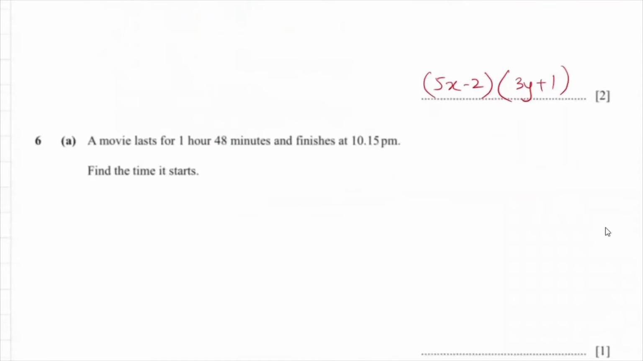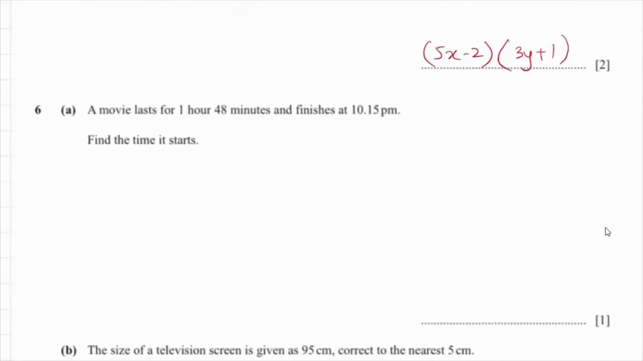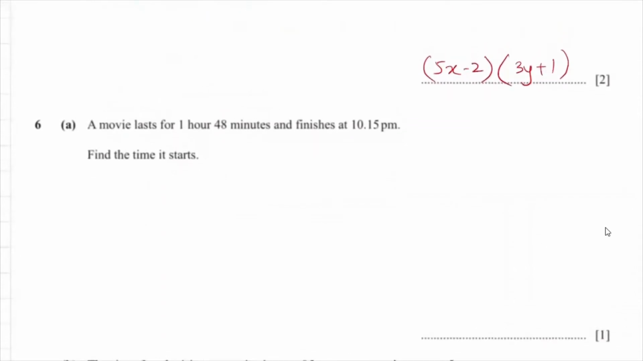A movie lasts for 1 hour and 48 minutes and finishes at 10:15 p.m. Find the time it starts. So this is the finishing time, and they're asking for the starting time. And this over here is the duration. So let's write it down, 10:15. And we have to subtract 1 hour 48 minutes from it, right?